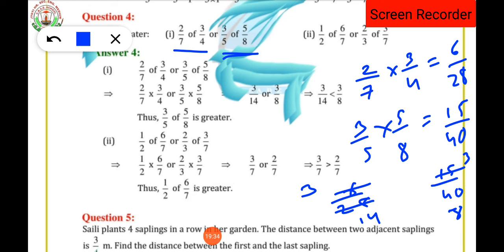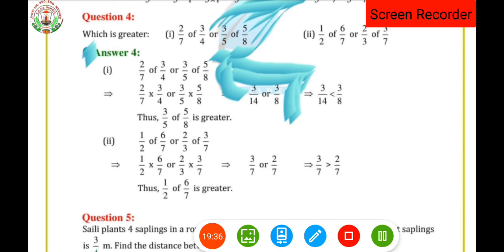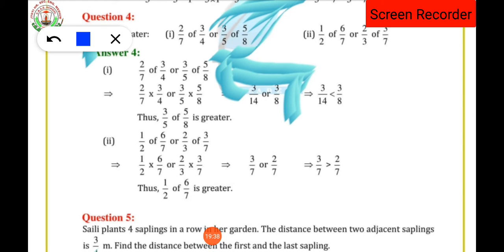Isn't it? Now we can say which one is greater, it is asked. So 3 upon 14 or 3 upon 8. Which one is greater? This one is greater. Clear everyone? So in this way you have to see the greater part for this.